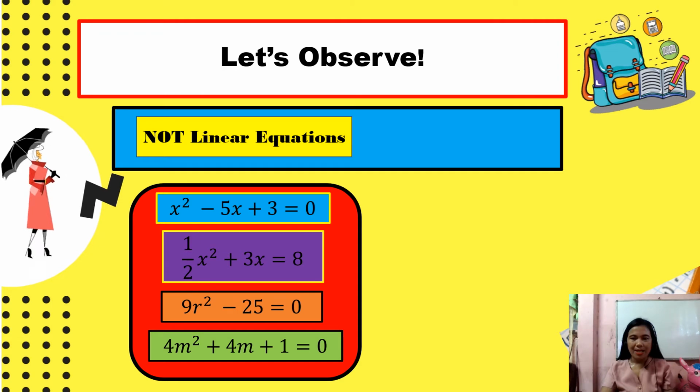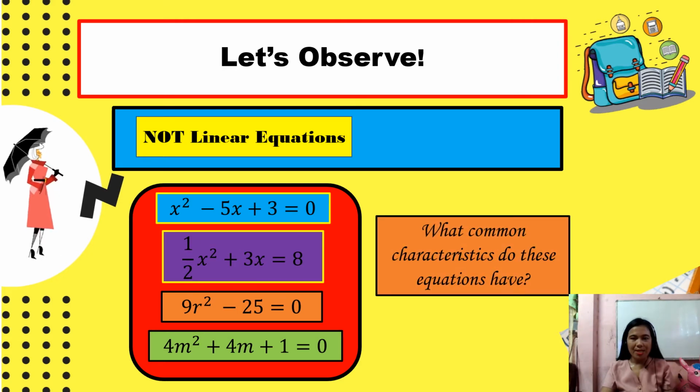Observe. What common characteristics do these equations have? What do they all have? To give you an idea where to focus your observation, the definition of a linear equation is first degree, so its highest exponent is 1. You won't see an exponent because the highest exponent is 1. So now let's focus on the exponent. Let's look at the highest exponent of these equations. Let's start with the first. What is the highest exponent you can see?